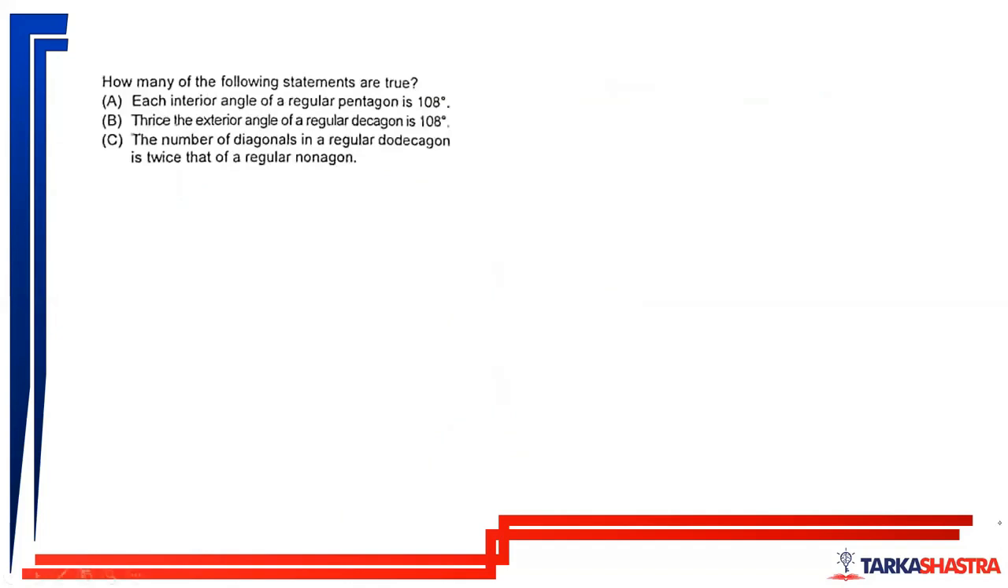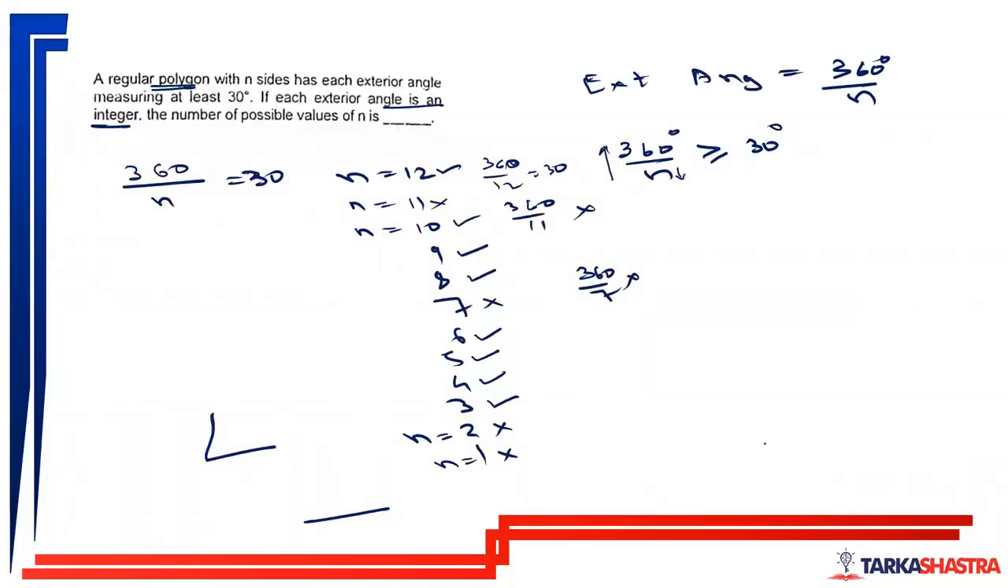Moving forward. In fact, wait. What we have is the number of possible values of n that we have not found out. Possible values are 3, 4, 5, 6, 8, 9, 10, 12. Everywhere where I have a tick mark, these are possible values of n. So in total there are 8 possible values of n.